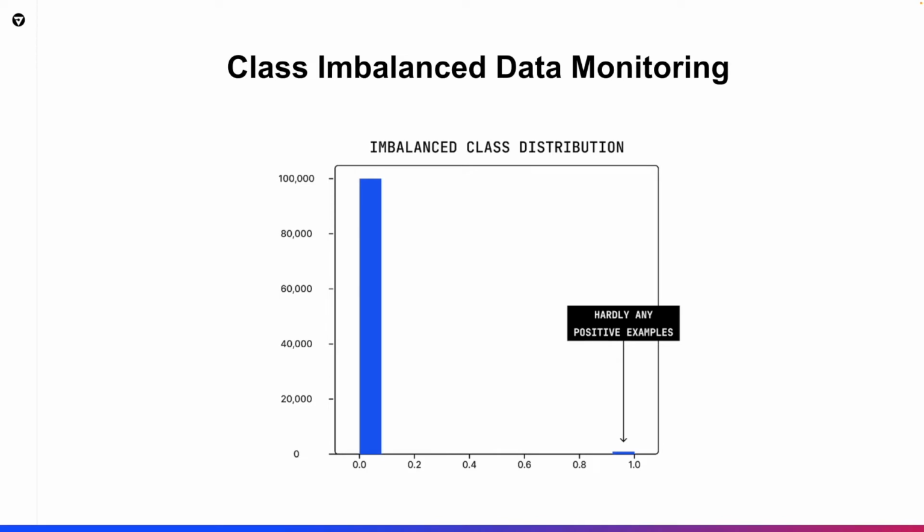Many of our customers use Fiddler for monitoring their fraud detection models. A common theme found across fraud models is an imbalanced class distribution. This is where there are many more negatively labeled examples than positively labeled examples. In the case of fraud, this corresponds to when there are very few cases of fraud among a sea of non-fraudulent cases.